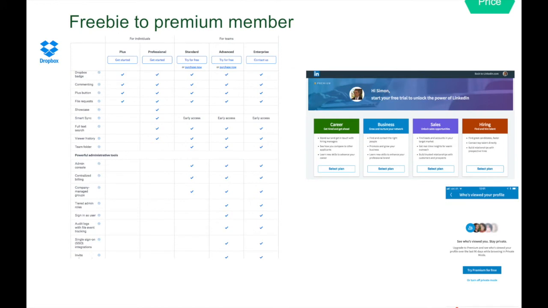Next one would be upgrading your customers. One example would be Dropbox. Dropbox is free, but the free version is pretty limited. So you can basically upgrade to a premium member. In this case, it's for individuals and then for teams up to enterprise level accounts. And of course, the price is significantly higher if you move to the right, to the premium member.